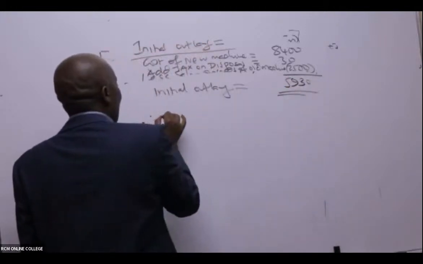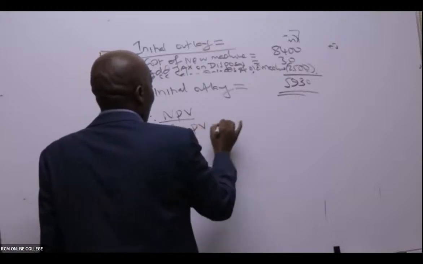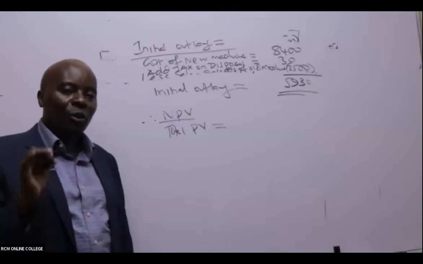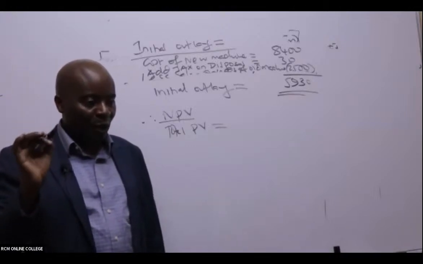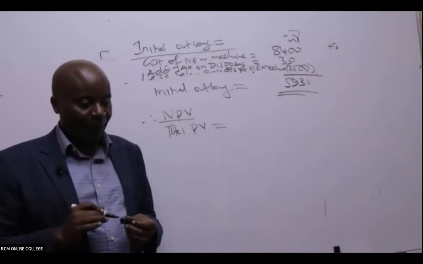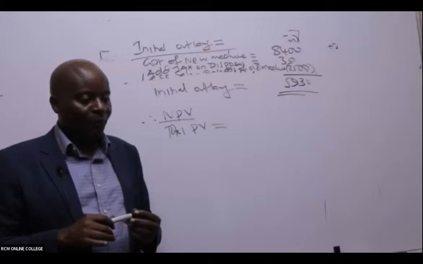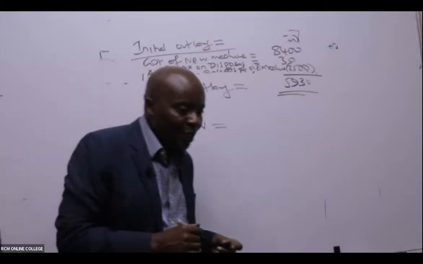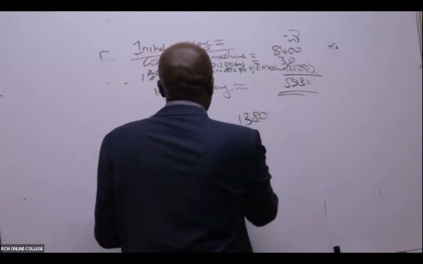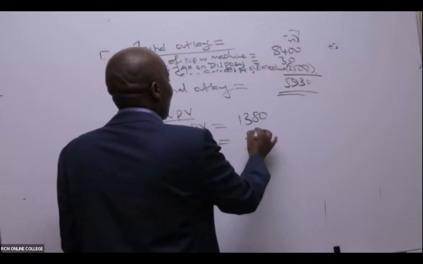You guys already have the total present value. Is there somebody who can remind me what the total present value was? We had computed it earlier up there. Total present value, 1380, and then we less initial outlay, which is 5930.